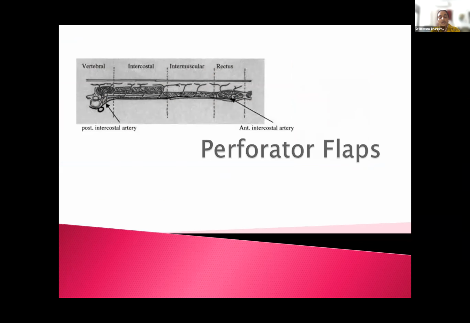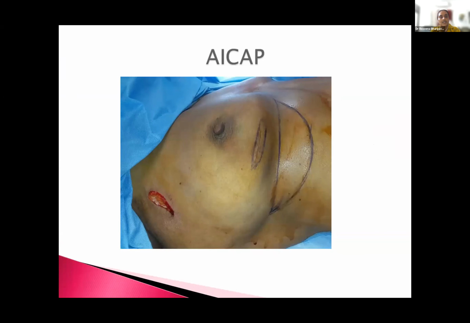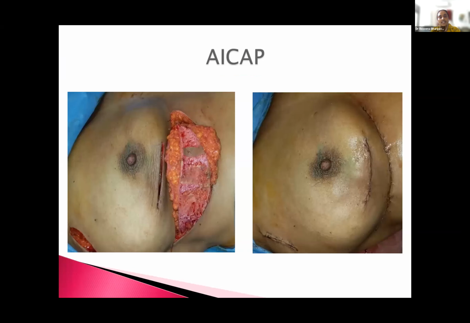The other volume replacement flaps are usually the perforator flaps. The most commonly used ones are the intercostal perforators, which are based on the posterior and anterior intercostal artery perforators as they go through the muscle and supply the skin and subcutaneous tissue. So this is an ICAP flap, an anterior intercostal artery perforator flap. As you can see, we have drawn the flap below. This tissue is harvested and the defect is filled.